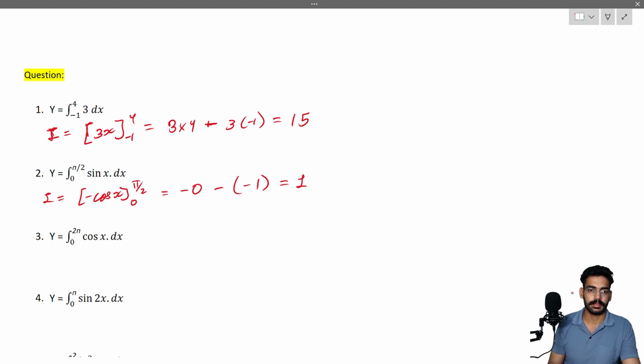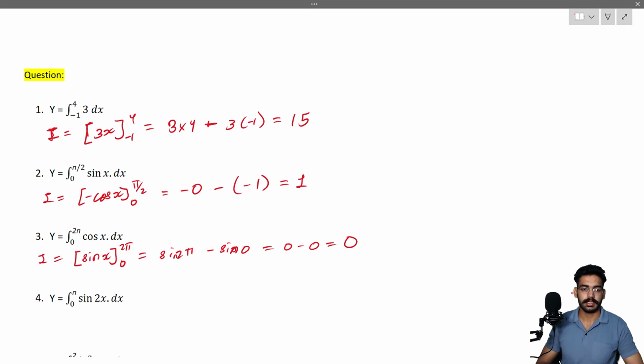Now see, here you have the limit pi by 2. Now let's do one more question. Here we have integration of cos x, and we already know the integration of cos x is sin x, from 0 to 2 pi. Put the values: sine of 2 pi minus sine of 0, and we know sine of 2 pi and sine of 0 are both 0, so 0 minus 0 is 0.